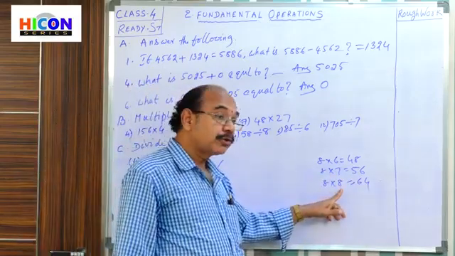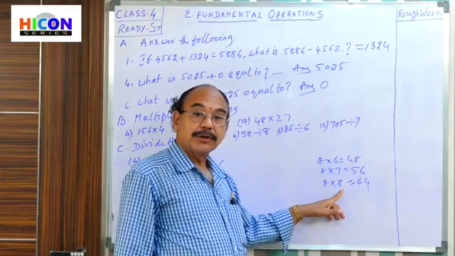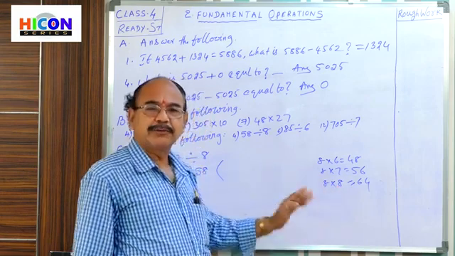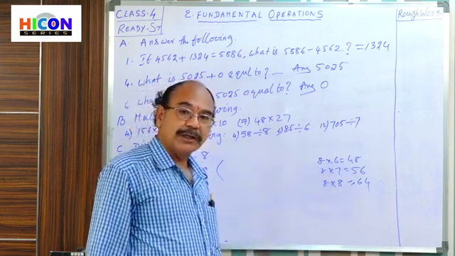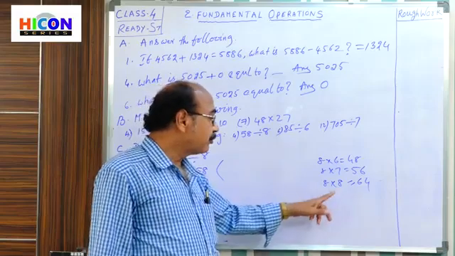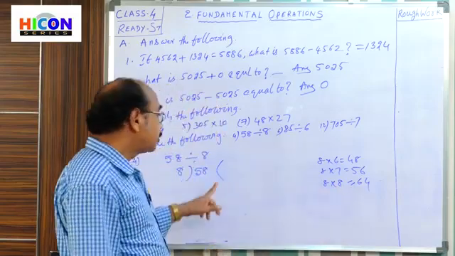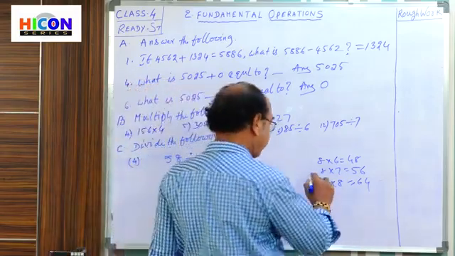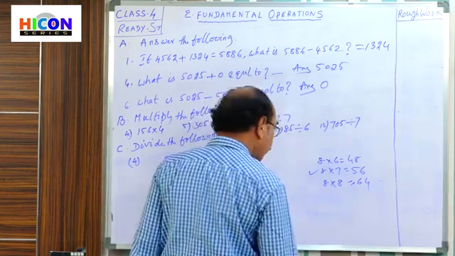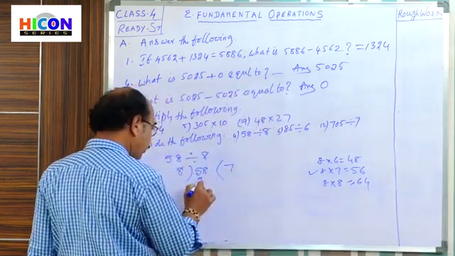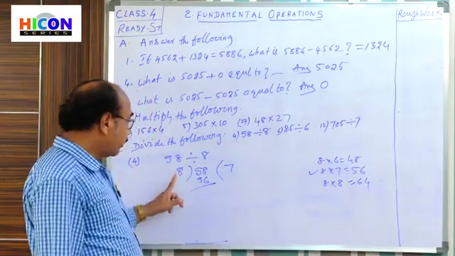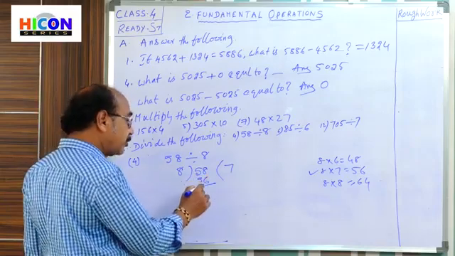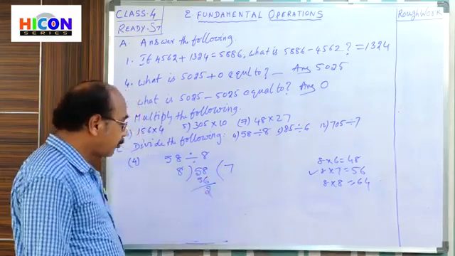That's why 8 times is not possible. That's why 7 times only we take. Why? Because if we take 8, 8 8s are 64, and 64 is greater than 58. That's why 7 times only we have to select. So 8 7s are 56. What is the remainder? 2 is the remainder.